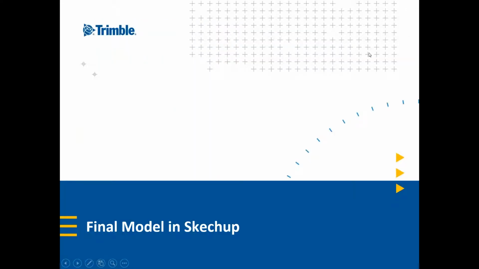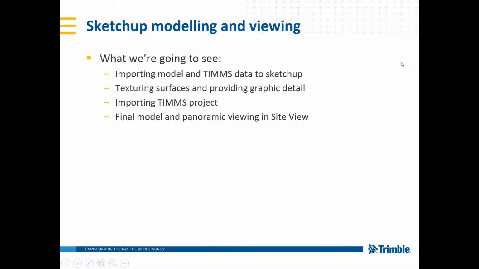The last thing we're going to do is we're going to pull that model back into our SketchUp projects. We're going to use some of the features of SketchUp just to make things look a little more lifelike. And then we'll show you what that model looks like back into our site view application. So like I said, we're going to import the model, we're going to texture the surfaces, and then finally we're going to view the model and everything all together in a final project.